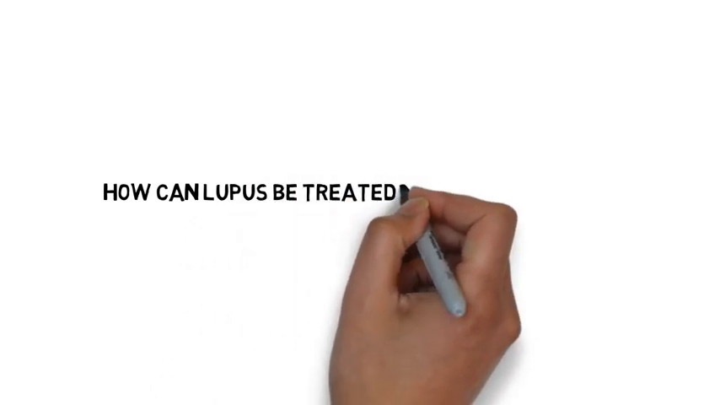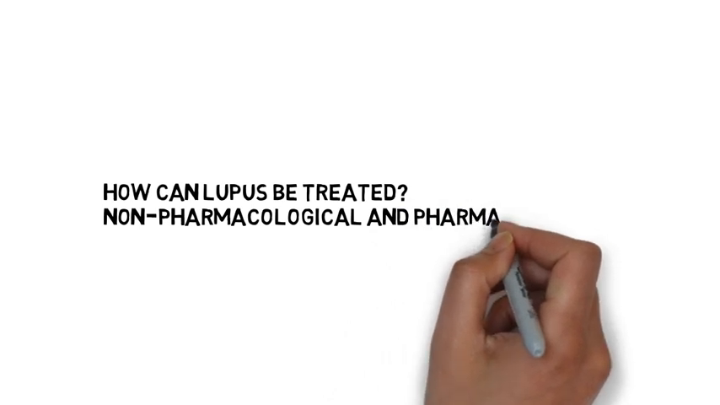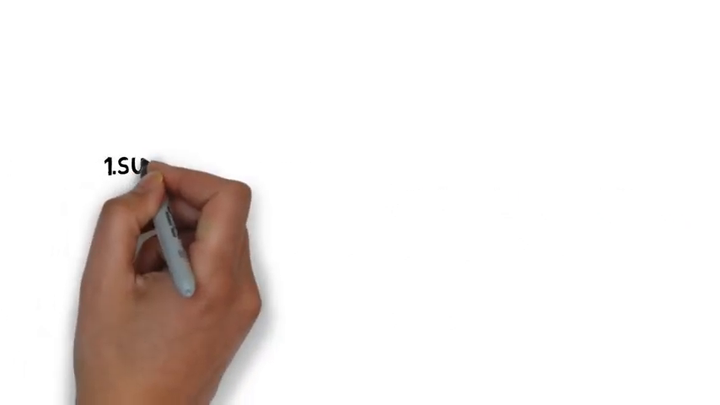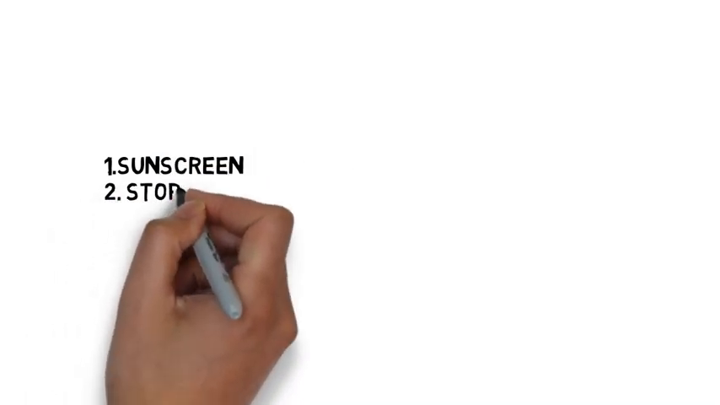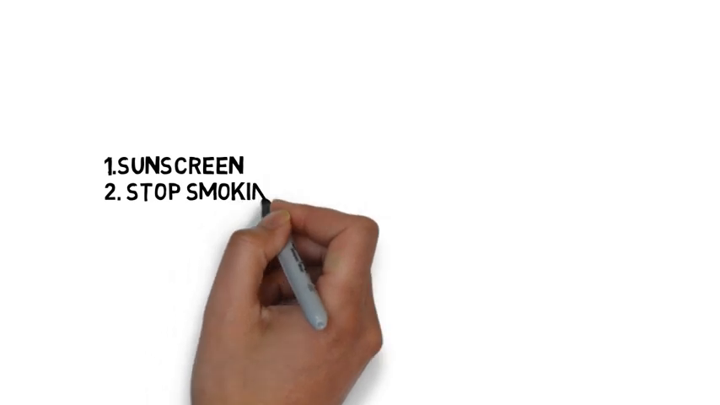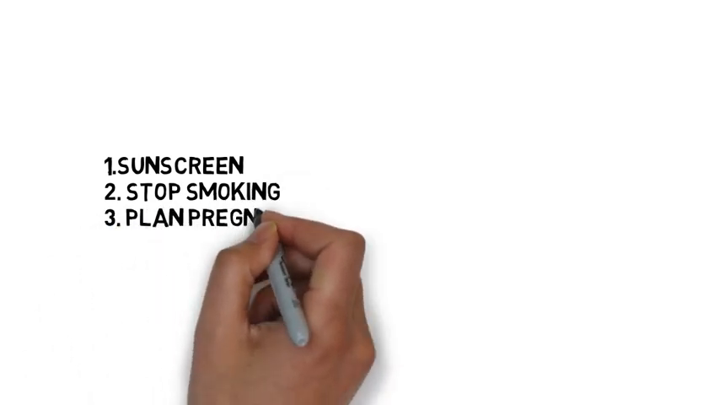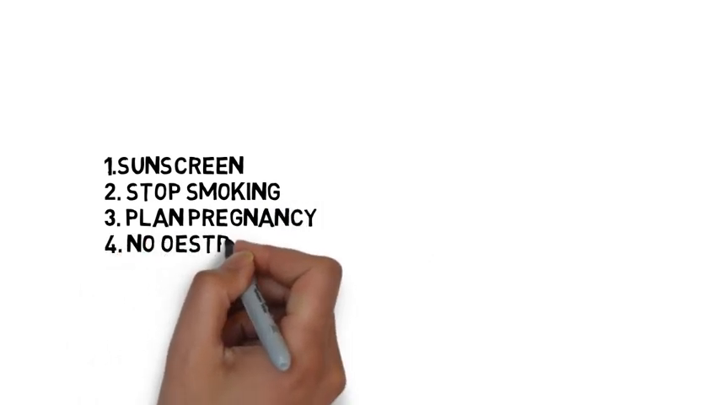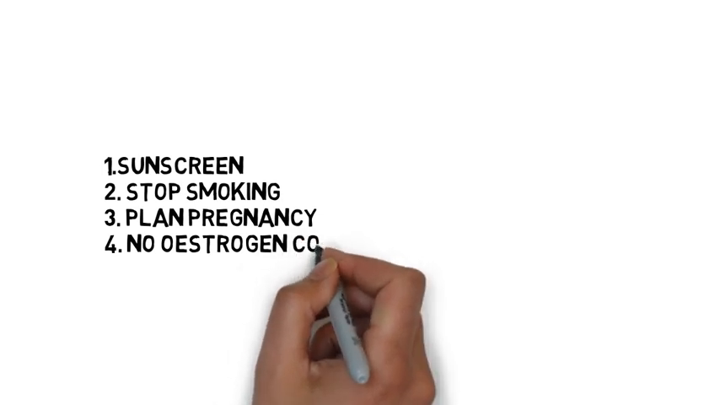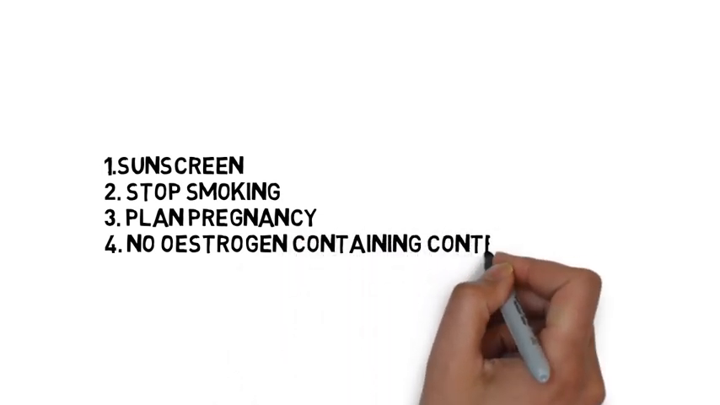How can lupus be treated? Well, it can be treated non-pharmacologically as well as pharmacologically. It's important that patients use sunscreen and stop smoking, as smoking causes flares and worsens prognosis. Also, patients with lupus have to be careful. They tend to have a higher cardiovascular risk, and stopping smoking is useful to reduce this risk.